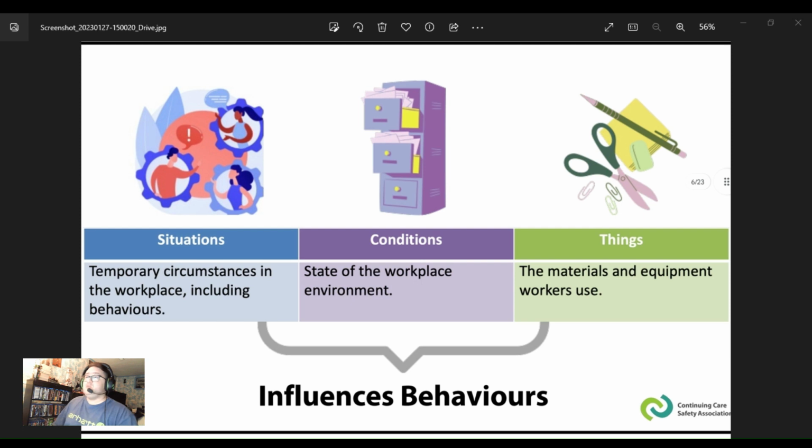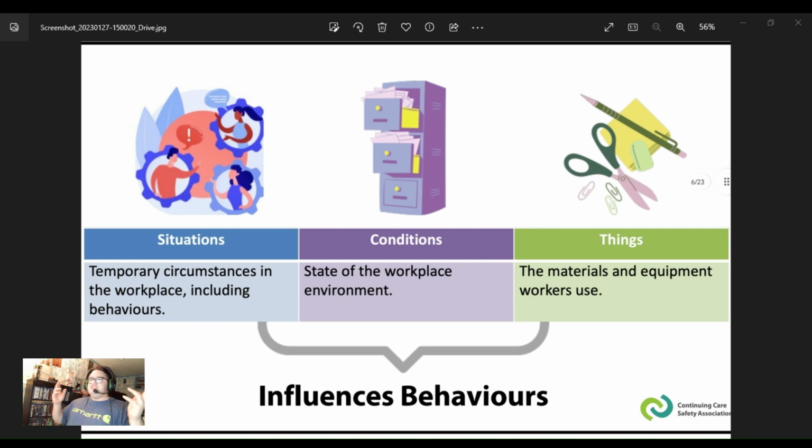Huzzah! All right, so what is a hazard? We have our situations, our behaviors, and we have our conditions. Situations or behaviors are temporary circumstances in the workplace. They could be things like working short staffed, having an angry visitor. Our conditions are the state of the workplace environment. So, clutter, wet floors, icy sidewalks, poor lighting. And then we have our things, like the equipment that we use, cytotoxic medications, an electrical cord in the middle of the hallway, things like that.